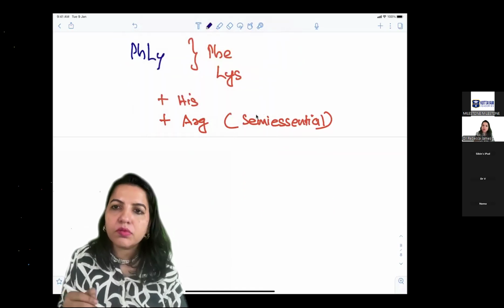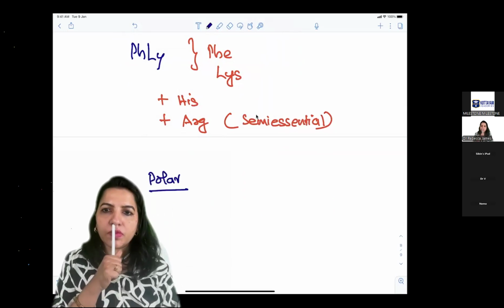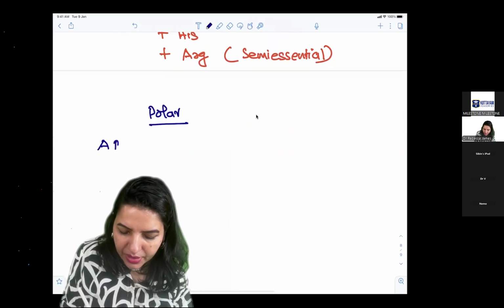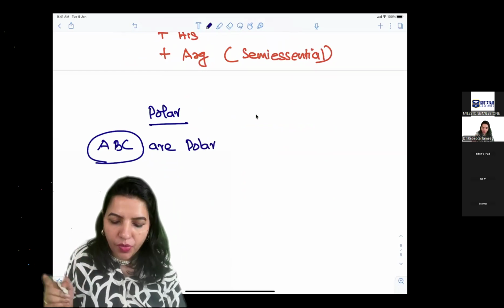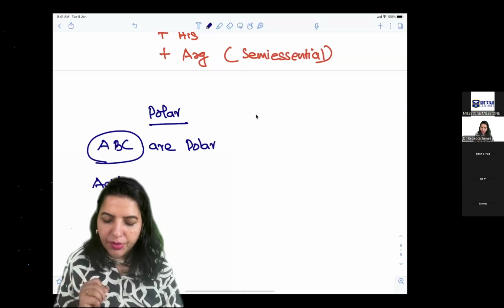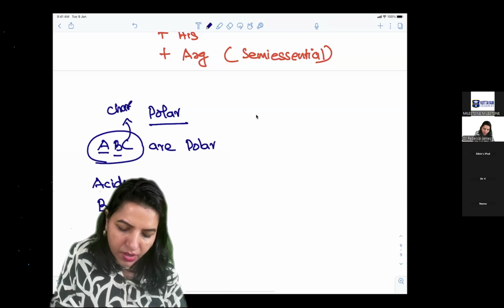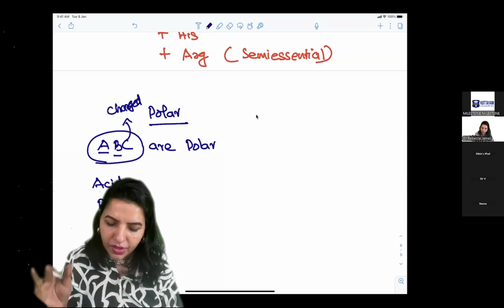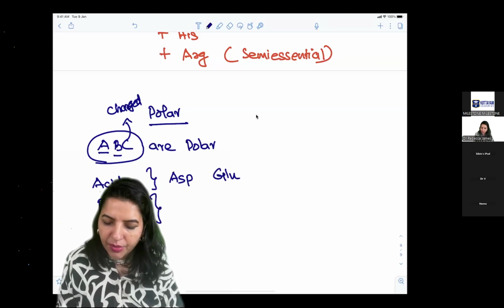Polar, non-polar. Which are the polar amino acids? Polar amino acids are very easy to remember. First learn A, B, C. A, B, C are polar. This is what we are learning first. A, B, C are polar means acidic and basic amino acids are polar. That is, acidic and basic amino acids are, C stands for charged. Acidic and basic amino acids are charged and charged amino acids are polar. That's the first thing you learn. Acidic amino acids are aspartic acid, glutamic acid. Basic amino acid is Hall.